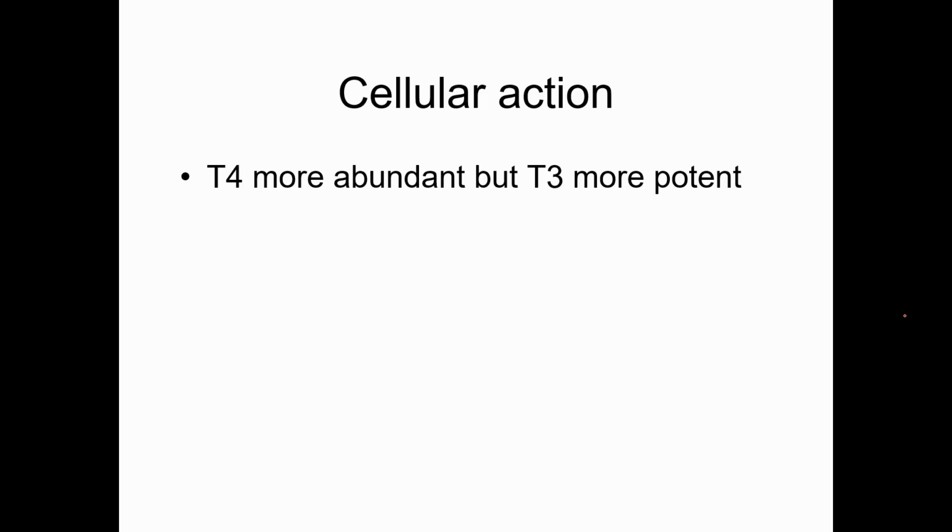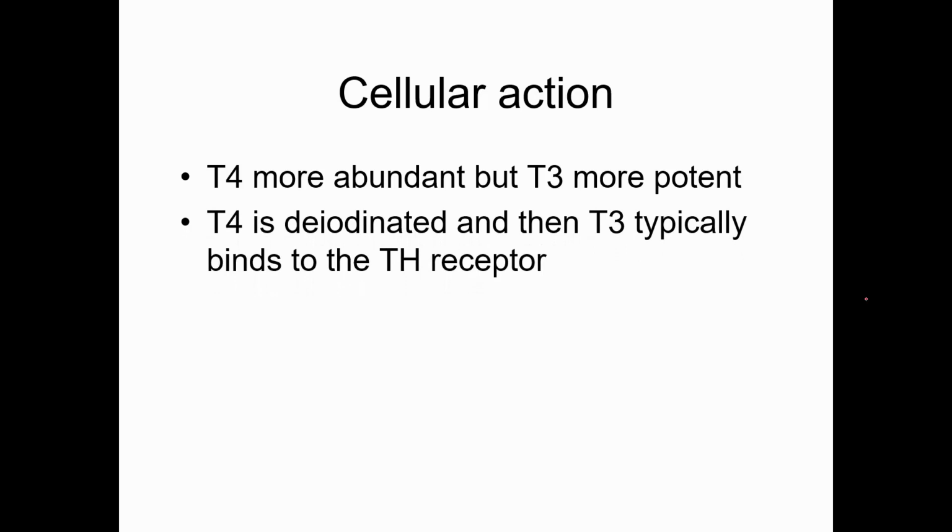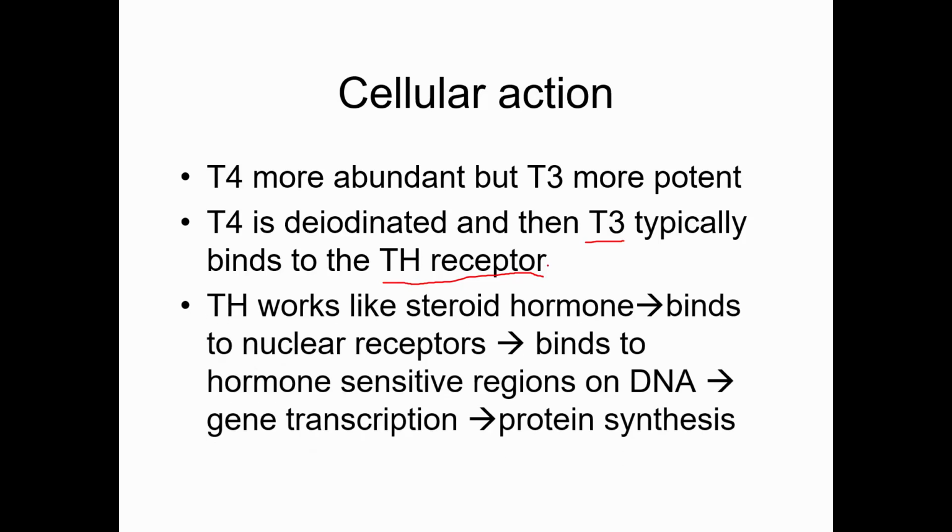So how does thyroid hormone work? Well, T4 is more abundant, but T3 is more potent. It's an interesting kind of thing. So evidently, there's more T4 released, and then there are enzymes out in the periphery that take off one of the iodide groups, and now you have T3, and T3 evidently is the thing that goes into the cells and does the job. So you deiodinate T4, it becomes T3, T3 then binds to the thyroid hormone receptor. That's the bulk of the evidence points to that mechanism.